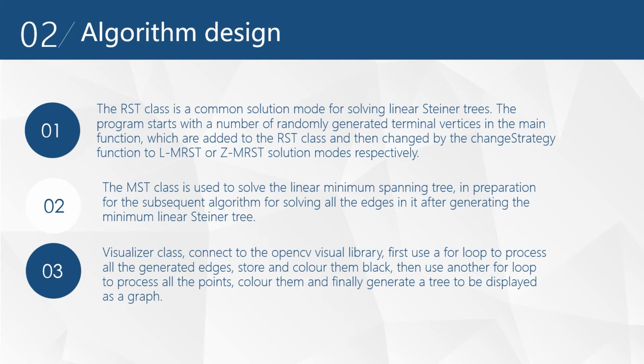The third point is the Visualize class. Connect the OpenCV visual library. First use a for loop to process all the generated A's, store and color them black. Then use another for loop to process all the points, color them, and finally generate a tree to be displayed as a graph.